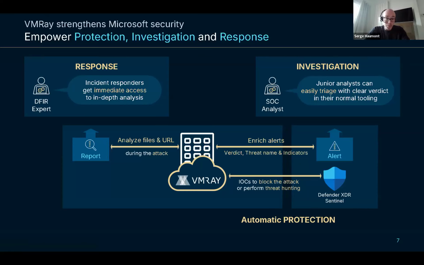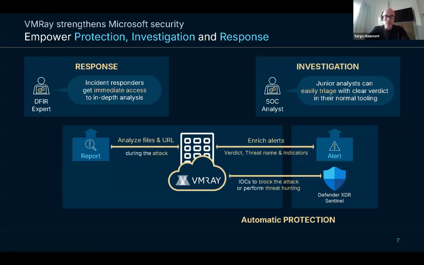Of course, sometimes the information is not enough. Sometimes you want to go deeper. Sometimes you believe there's an incident and you want to see what has really happened on the network. But at that point, we have actually analyzed those files and URLs in VMRay. So you can go back from an incident, you can pivot to the VMRay report.